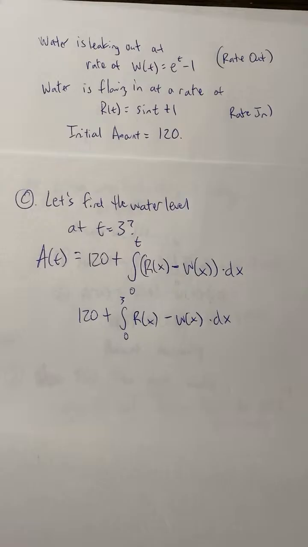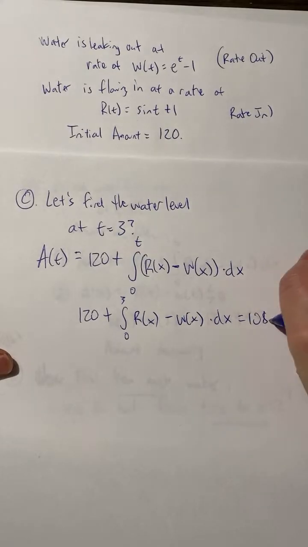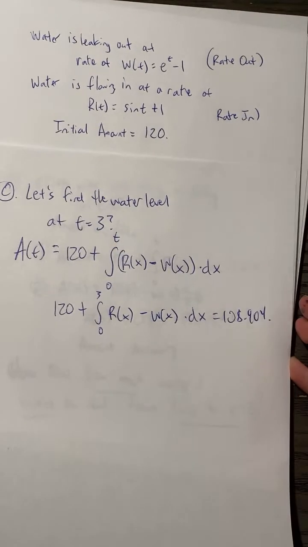So I'm going to do that again in my calculator. So give me 1 second. It'll be 120 plus the integral of sine x plus 1 minus e to the x minus 1. And the integral is from 0 to 3 because that's our time period. 0 to 3. So we get 108.904, I believe. Hopefully you can see that.